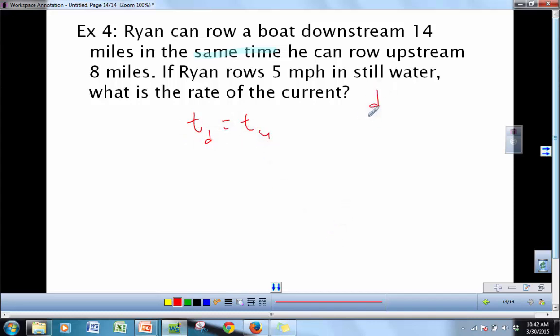So we're really going to set this problem up the exact same way. We know distance is rate times time, and since we have times equal to each other, we're once again going to do t equals d over r. So Ryan's downhill distance over his downhill rate is equal to his uphill distance over his uphill rate. So if we go through the problem, we can see that his downstream distance is 14 miles and his upstream distance is 8 miles.